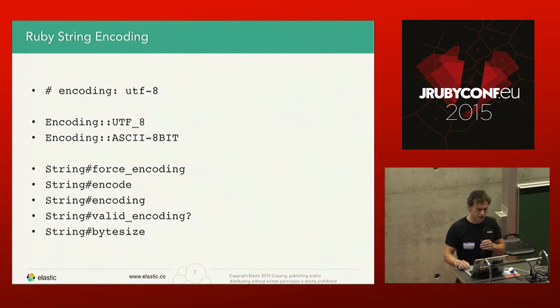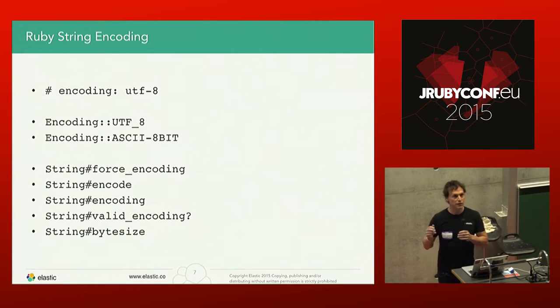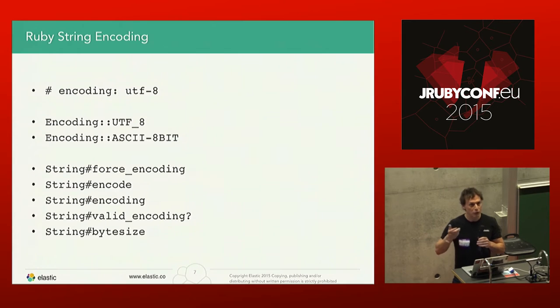It's important to note here that the only thing that does transcoding is the encode method. Force encoding doesn't do any transcoding. It's only a tag for the string to tell it what encoding it is in. So I'm going to show you some code that uses that.